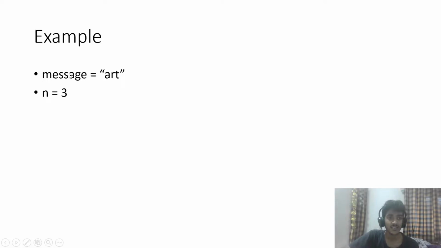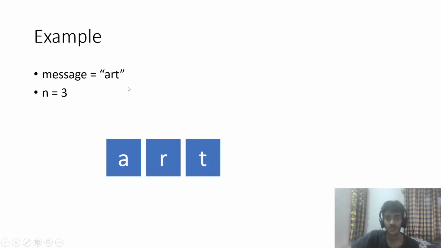Let's take the first example. The message is art, and n is given to be 3. So this is our string, and if we shift a 3 times, it will become D, and if we shift R 3 times, it would become U, and if we shift T 3 times, it would become UVW. So the encryption of art with n equal to 3 would be DUW.